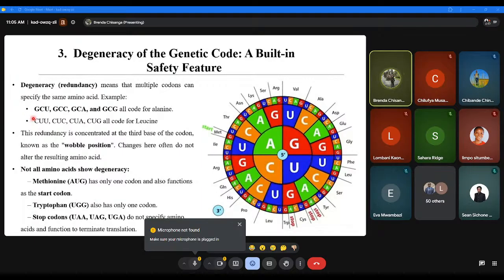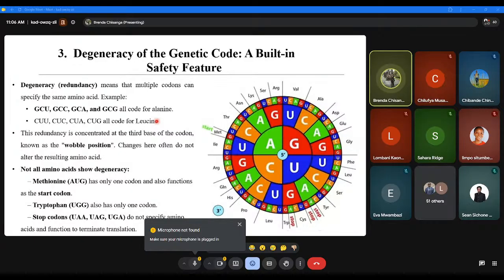For example, GCU will still give you alanine. GCA will still give you alanine. So just for one amino acid, you've got 4 codons. Also, another example is leucine. Leucine also has got more than one codon. When an amino acid can be coded for or specified by more than one codon, we say that the nature of the genetic code is degenerate or redundant.